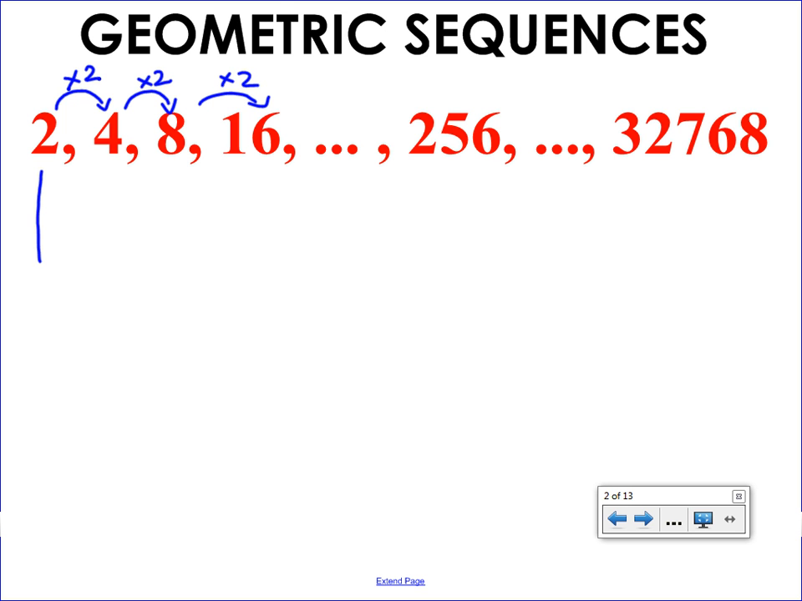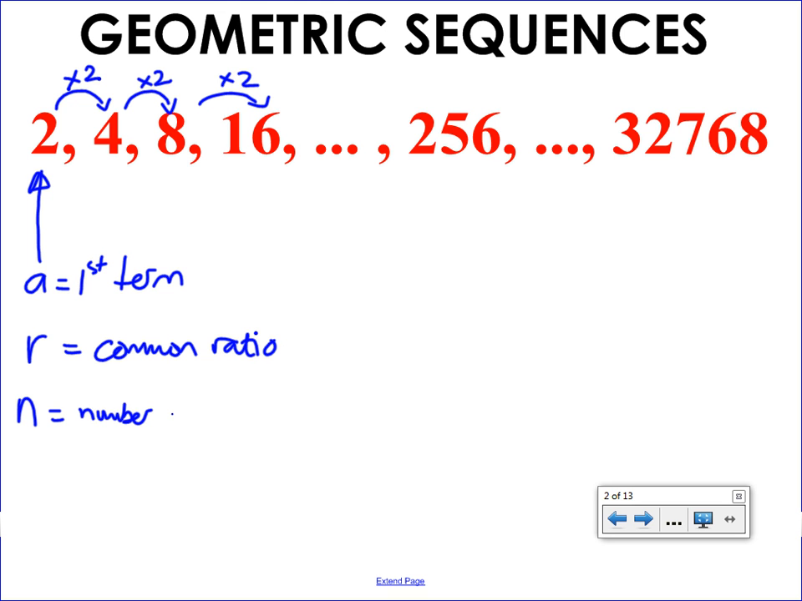So similar notation: we use a for the first term, and we now have not a common difference, but a common ratio. That's what we're timesing by to get from one term to the next, and that's r, and then n for the number of terms. So you might want to go back and watch the arithmetic series video again, because this is going to be really similar. We're going to work out what's going on.